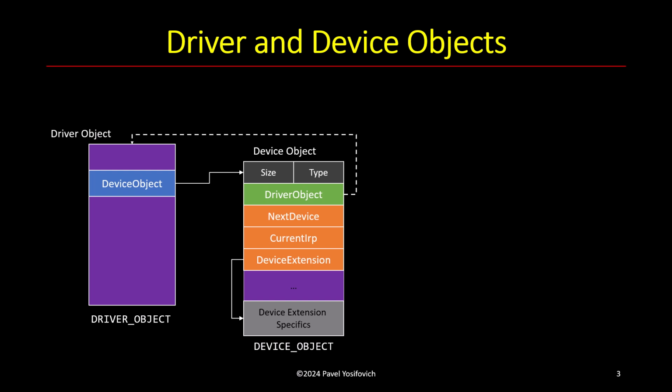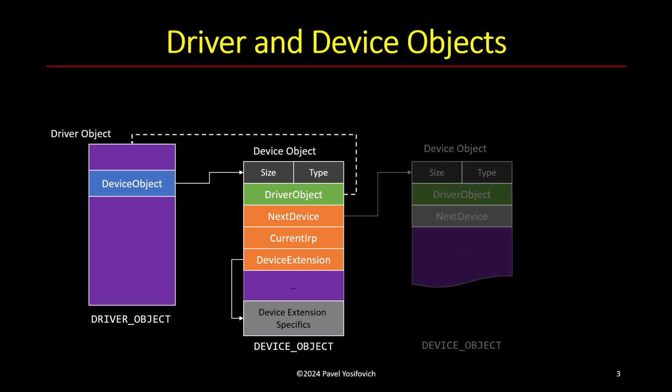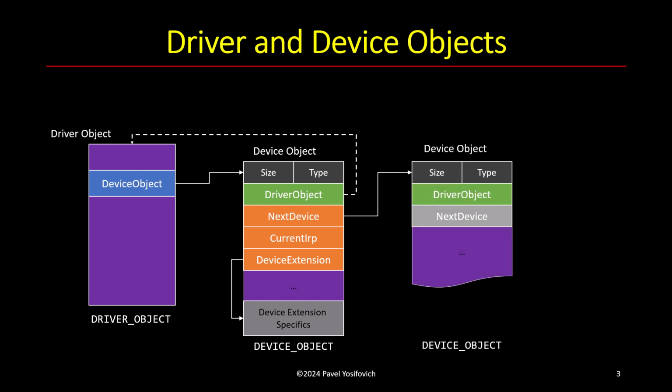And if you need to get to the driver object, you can always do that using the driver object back pointer. Looking at the next device, there's another one, then the next device member points to the next one and so on. So in simple cases, there will be just one device, but in more complex cases, there might be multiple devices, and so on. So we have this next device member that points to the next device.